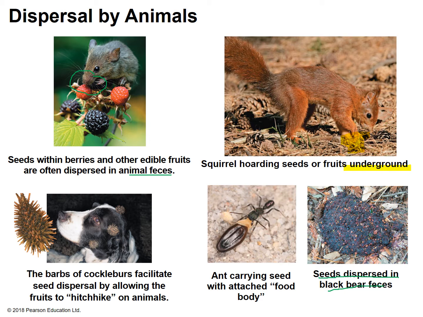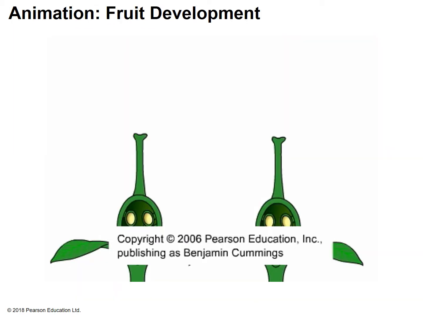Ant here carrying seeds with attached food body. Again, the barbs here of cockleburrs facilitate seed dispersal by allowing the fruit to be attached to animals. The following animation shows fruit development.